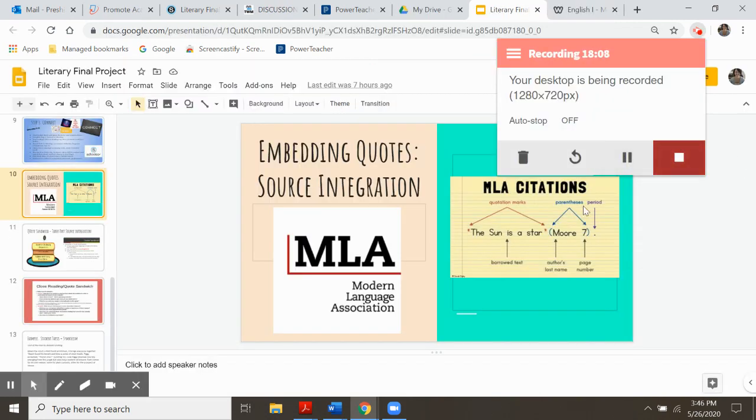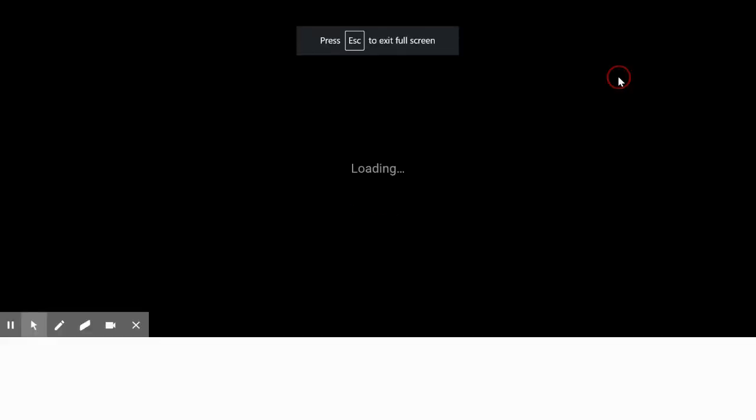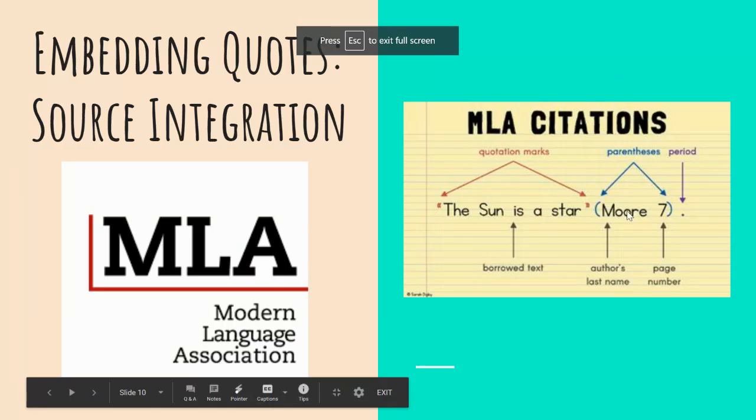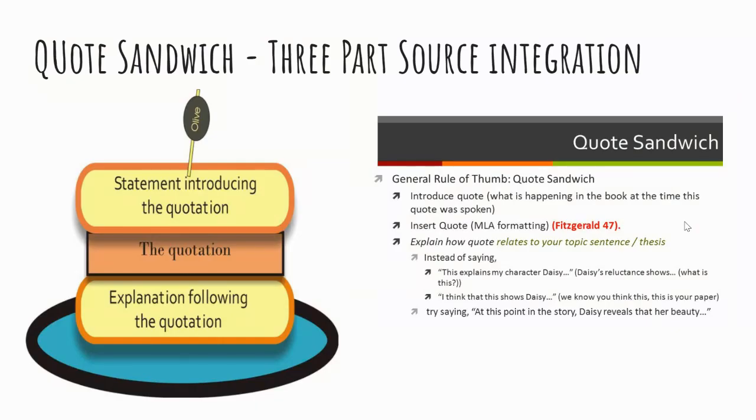Here we have the embedding of these citations, how I embed those quotes, and that's source integration. So you'll notice here's the quote. I borrowed this text from the author. The author here is Moore, quotation marks, no punctuation, remember that? Then parentheses, author, space, page, parenthesis, and the period goes on the outside. So that's how it will look on your paper.